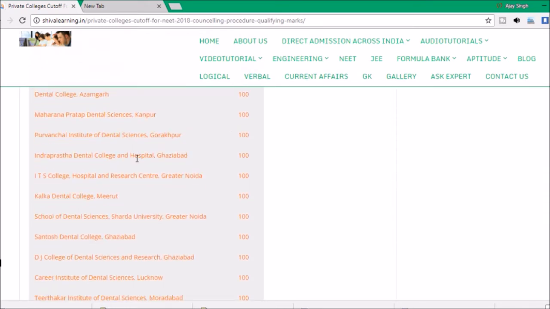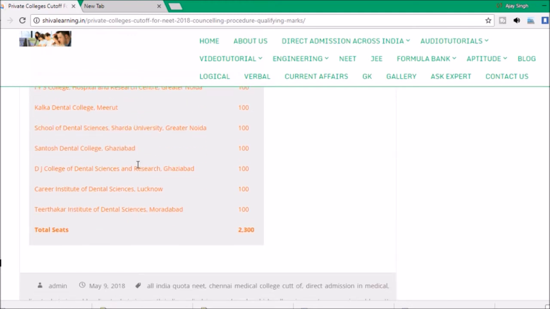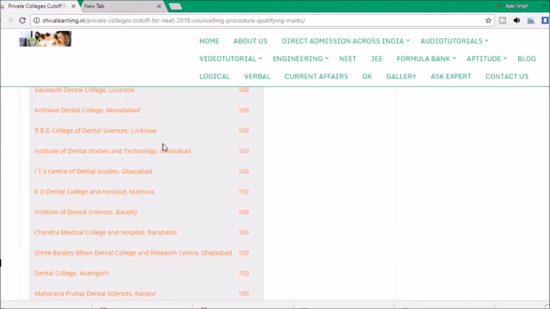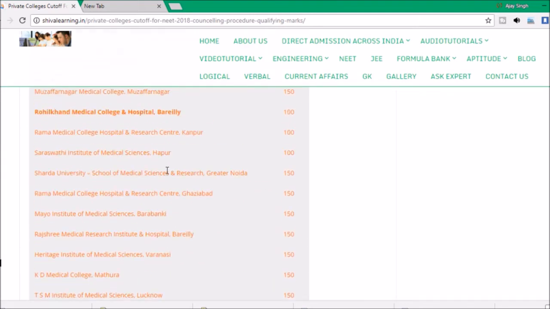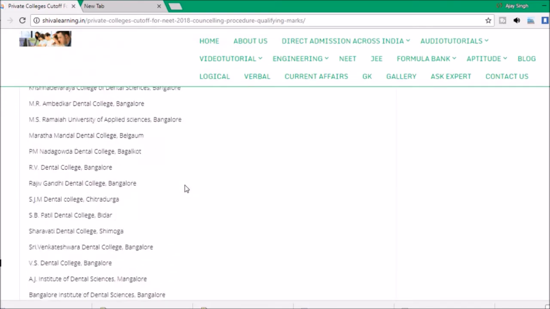And you also should go on some other link, other website, and check that if suppose you got 150 marks, what are the fees of that college, and how much rank if you secure, then you can get that college. Because you have to see your budget also. See here, Sharda University is there, this is also a good one, but the fees are very high. So you should check all these things, and according to that you can decide. Okay.